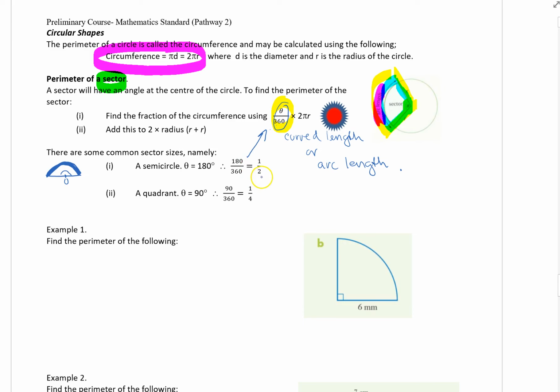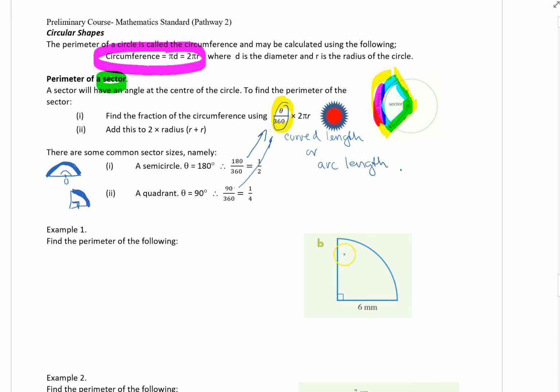The other common one is a quadrant. So it's a quarter, and this is 90 degrees. You may be wondering where the quarter comes from. It's because that angle there is a right angle, which is 90 degrees out of 360. So what fraction of the circle is that? That is a quarter. So we only want a quarter of the circumference.